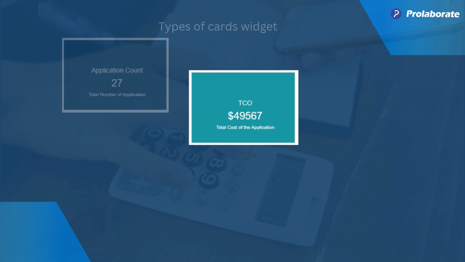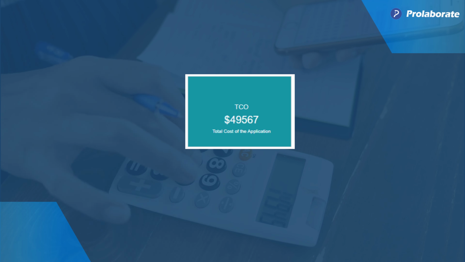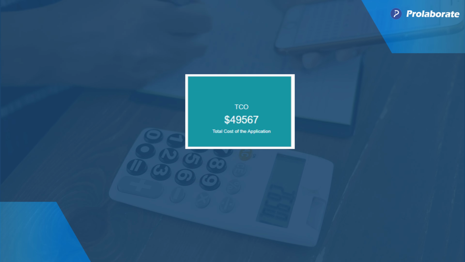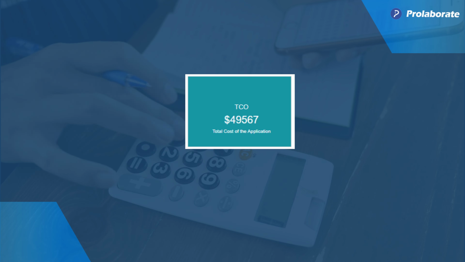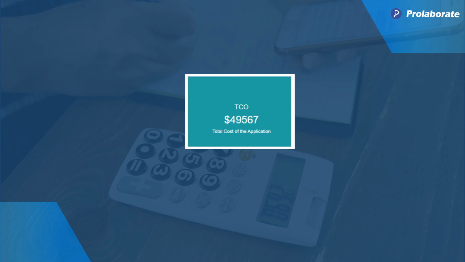Sum-based Cards Widget. The sum-based Cards Widget displays a final number by summing property values. These widgets are valuable for insights like total application expenditure, achieved by summing individual application costs. Filters can focus on specific areas, like calculating total business application spending.